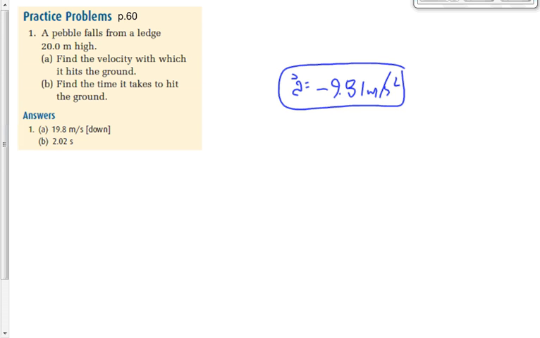All right, we had one question on page 60. Let's take a look at that, and then we'll move on to our next stuff here. It says, a pebble falls from a ledge that's 20 meters high. Find the velocity with which the pebble hits the ground, and find the time that it takes to hit the ground. Anthony, what do we know the velocity with which it hits the ground is not?